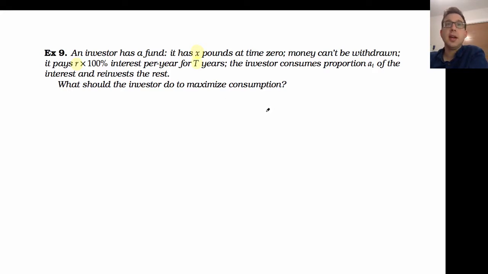At each time the investor can make a decision. They can decide to consume the interest, or they can decide to reinvest it into the amount X. Let's say that the investor decides to consume a proportion A of T of the interest, and the remaining is reinvested into the fund. We're going to answer the question of what the investor should do to maximize their consumption, that is, to maximize the amount consumed from the interest of the fund.